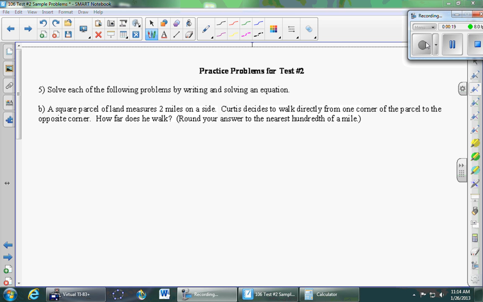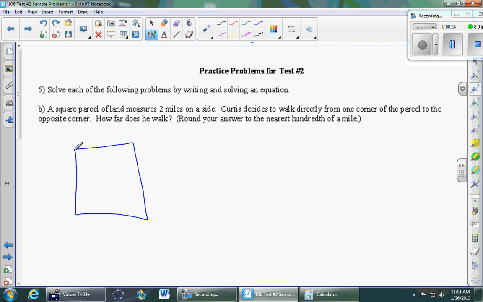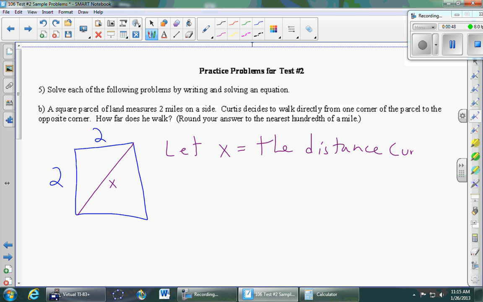So we'll start here by drawing this square parcel of land. It says that the land measures 2 miles on a side, so we'll put a couple of 2's. And then we're going to walk directly from one corner of the parcel to the other. And the question is, how far did we walk? So how about we give a name to this thing? Let's call that x. And so I'll just be clear here and say let x equal the distance Curtis walked. And this is going to be measured in miles, the same thing the 2's are measured in.